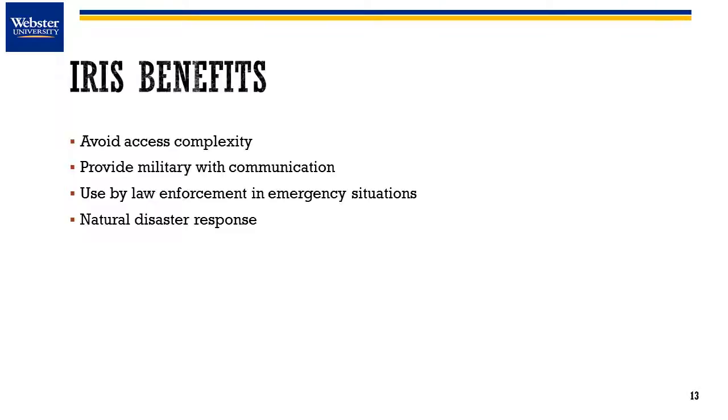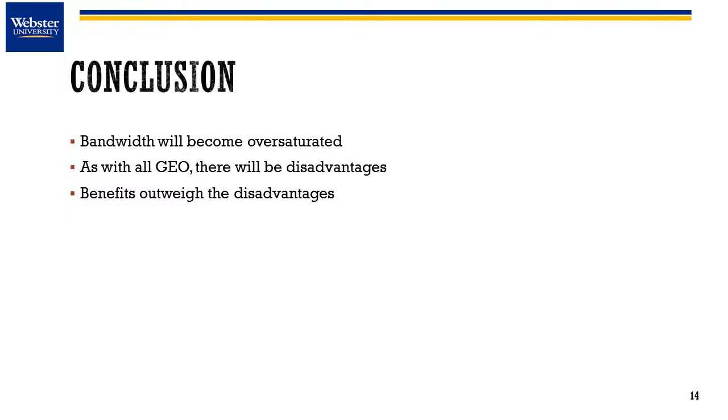Additionally, with natural disaster response, typically the terrestrial infrastructure has been either completely erased or is very limited. For example, in a situation such as a hurricane, the terrestrial infrastructure in a populated area will be non-existent or overwhelmed due to the flooding, winds, whatever it may be. But the unique nature of Iris allows for communications to occur since it is a satellite system rather than a ground-based system.